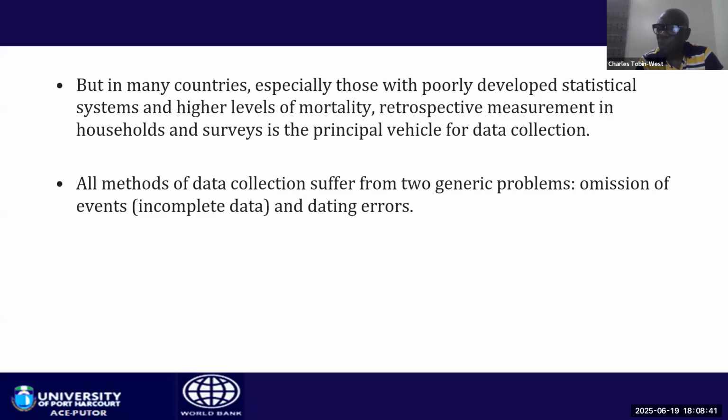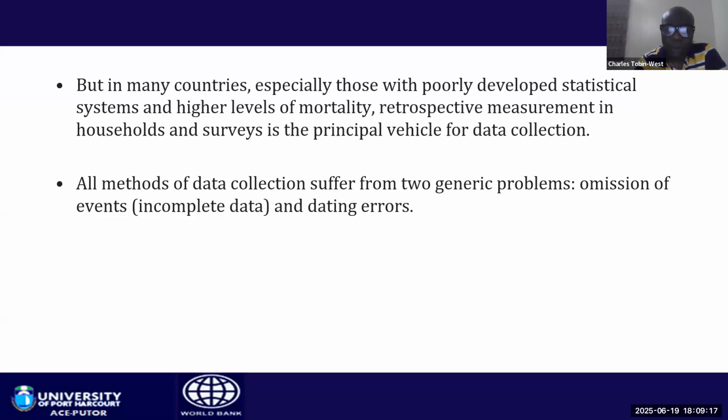Where we're unable to do real-time registration of deaths, we begin to do surveys and go to places and ask, in the past 1 year or in the past 5 years, how many people have died in your family? Just trying to get in retrospect what happened in the past. Okay, we do that also, but like now in Nigeria, because of our own National Population Commission, we do real time.